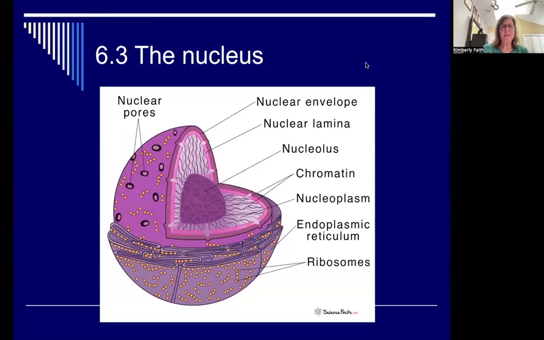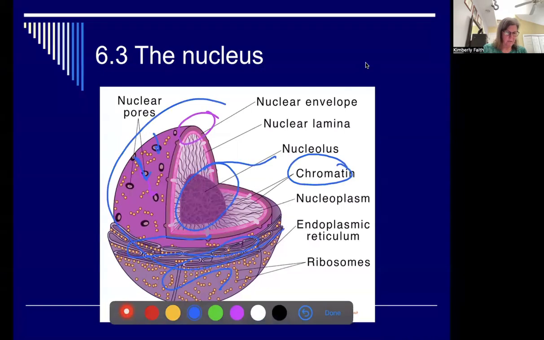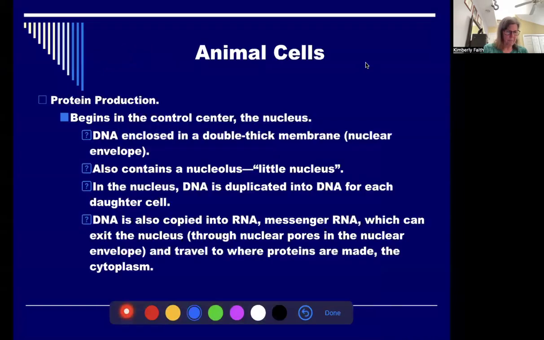Right, so moving on to 6.3, the nucleus. You can see there are a lot of different structures involved with this particular cell structure. We're going to start with protein production, and that's kind of an easy way to move through what we call the endomembrane system. It's going to start with the control center, the nucleus.